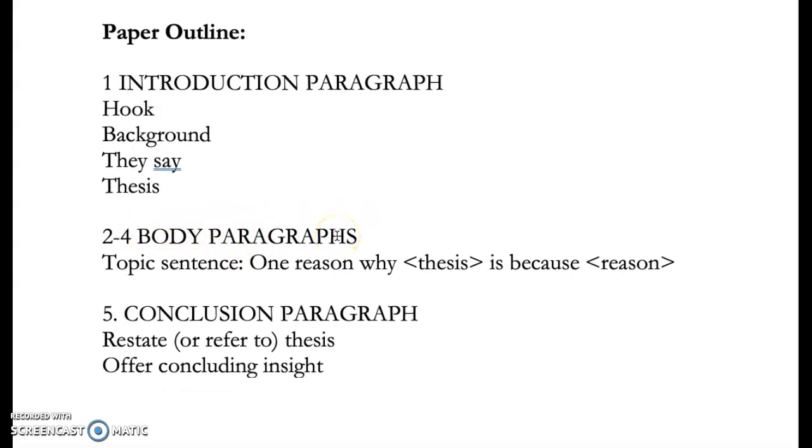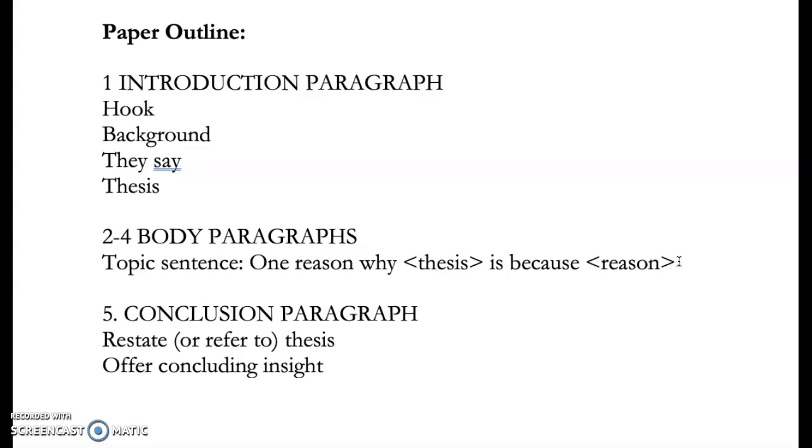The next thing I suggest that you write are the topic sentences for each of your body paragraphs. Each body paragraph will give a different reason why your thesis is correct, and you need to identify that reason in the first sentence, the topic sentence of your body paragraphs. I'm giving you a formula for the first sentence of your first body paragraph. You could write one reason why, and then I would insert my thesis.